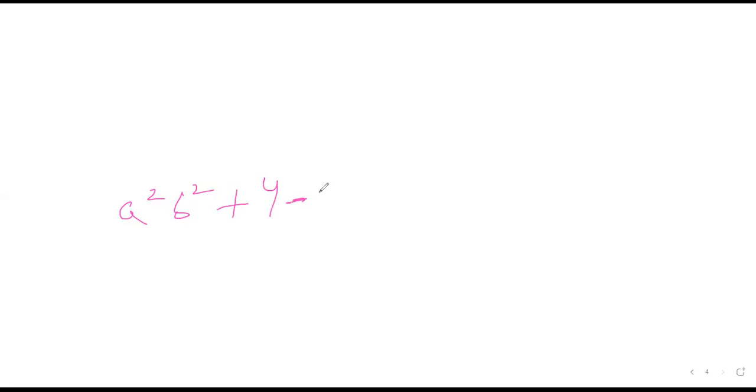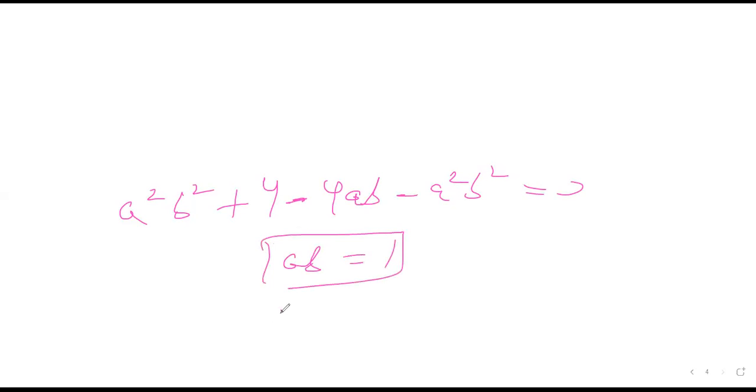Plus 4ab minus a square b square equals 0. From here you get ab equals 1, or you can get b is equal to 1 by a. That is the functional relation between b and a. Put it in the original equation, put b equals 1 by a in CL.